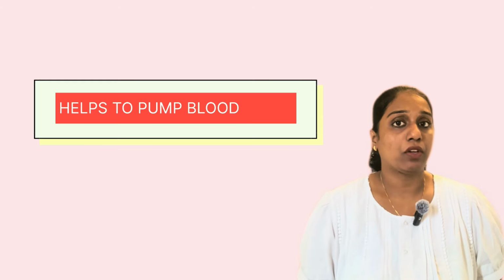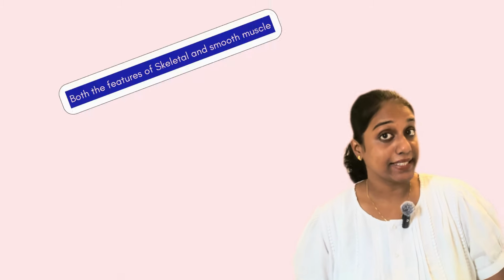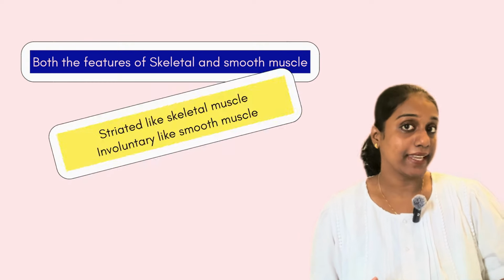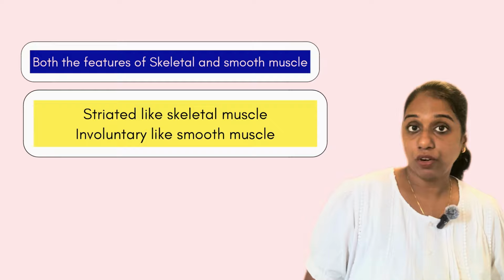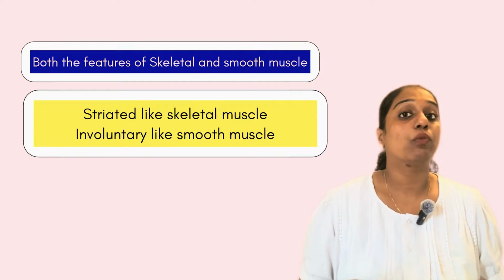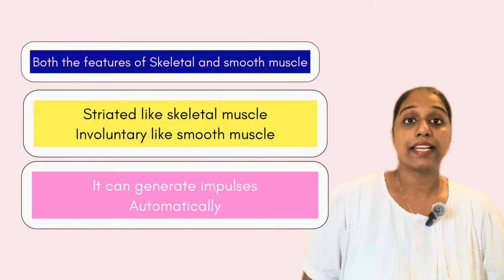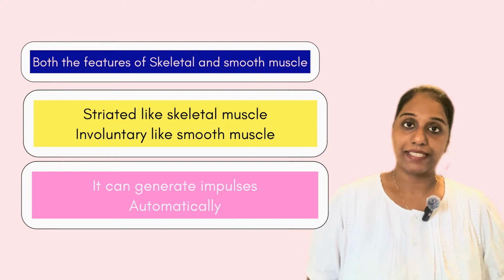and it is unique because it has both the features of skeletal muscle and smooth muscle. So it is striated like skeletal muscle, and also it is involuntary like smooth muscle. And what makes it so special is that it can generate and conduct electrical impulses automatically.